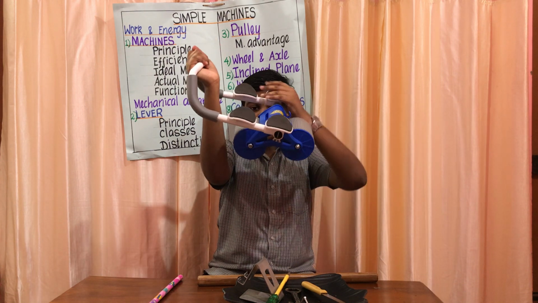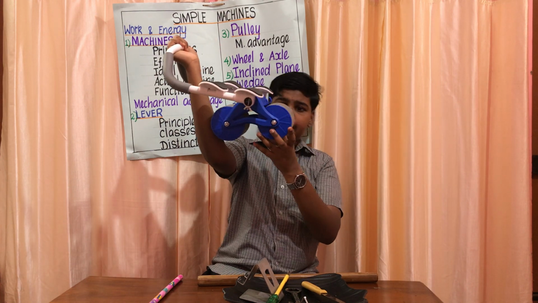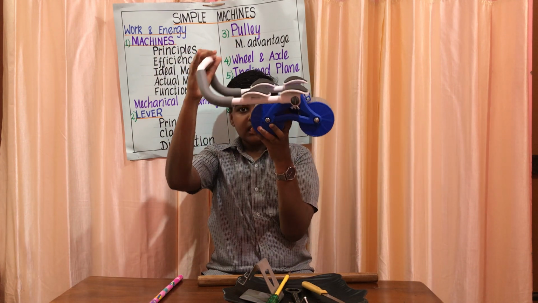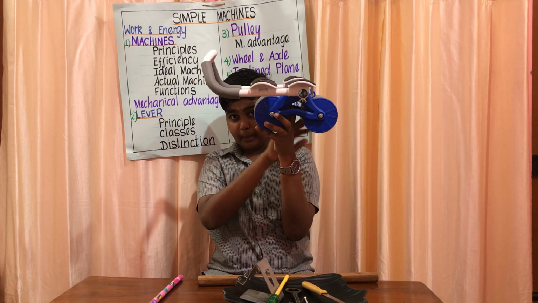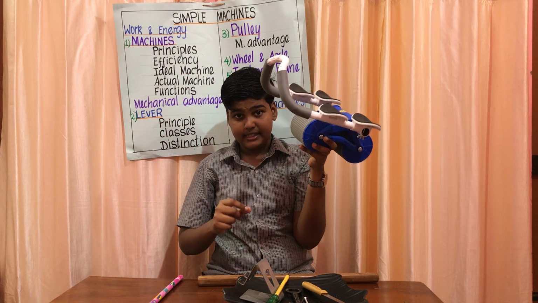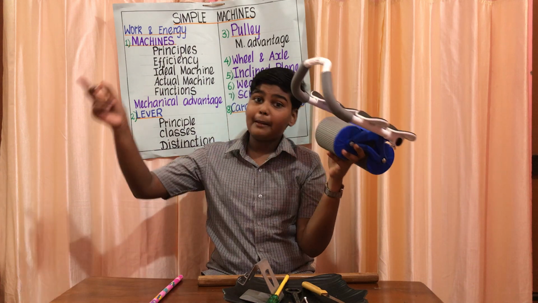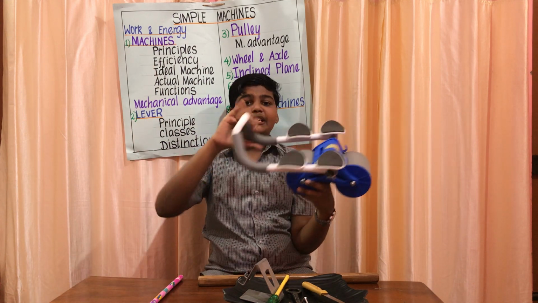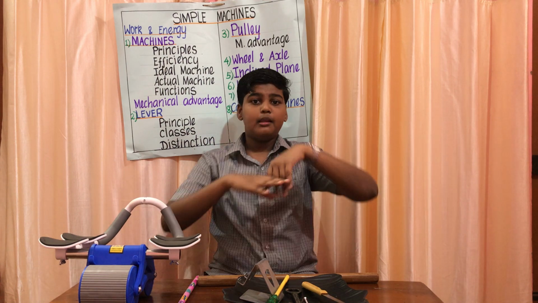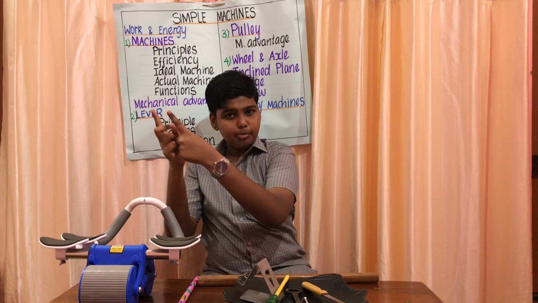So in this wheel and axle, this one is a bit bigger than this. The bigger wheel, we apply the effort on it, while the smaller wheel, which is called the axle, we apply the load on it. Understood, friends? So in a wheel and axle, both the wheels won't be of the same diameter. One will be bigger, one will be smaller.